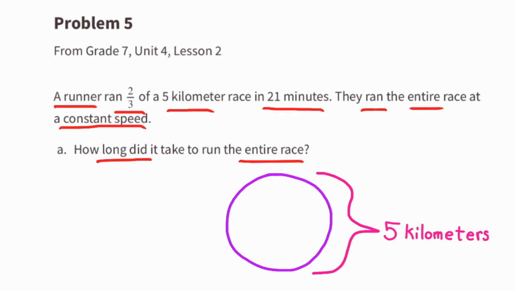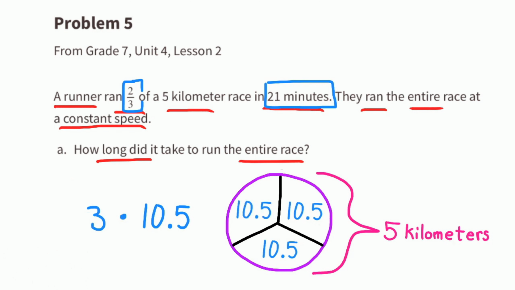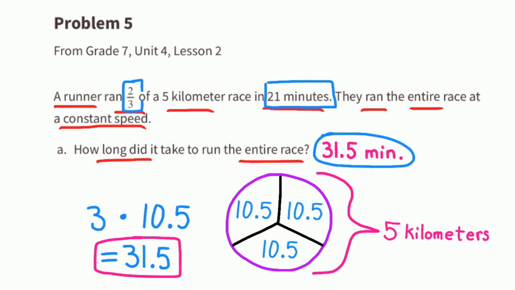Imagine that this circle represents the entire race, and the race is 5 kilometers. If you divide the race into thirds, 3/3 would represent the whole race. The information tells us that 2/3 of the race has been completed and it took 21 minutes. If 2/3 equals 21 minutes, then 1/3 would be half of 21. 21 divided by 2 is 10.5, so each third is worth 10.5. When the whole race is completed, that means that all 3/3 of the race would be completed, so we can multiply 3 times 10.5. The entire race would take 31.5 minutes.